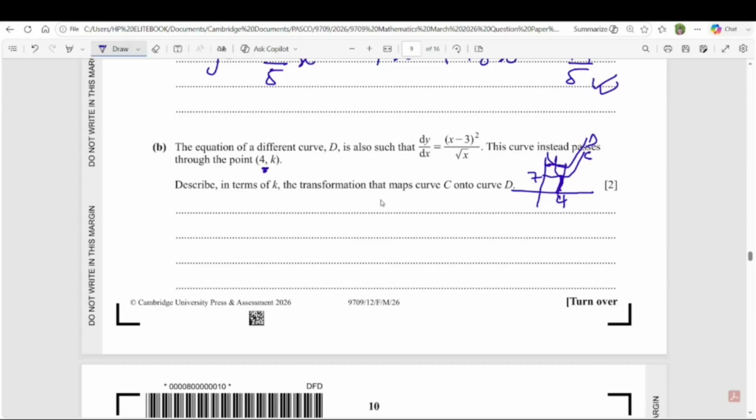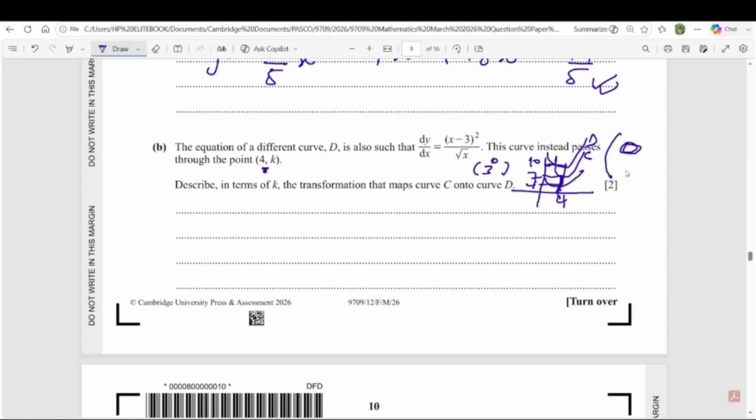So it has to be a vertical shift, right? The 4 remains the same, but 7 changes to k. So if k is more than 7, let's say it is 10 now, it means that the new curve is a vertical translation of the curve C by 3 units up. In other words, it's a translation by the vector (0, 10 minus 7), which is 3. If D lies below C, then there is no movement horizontally, but 3 units down.